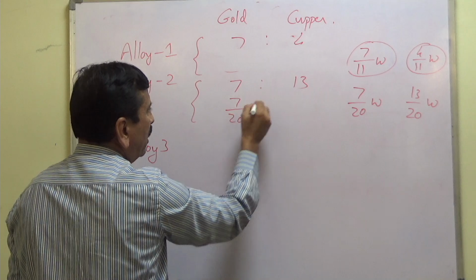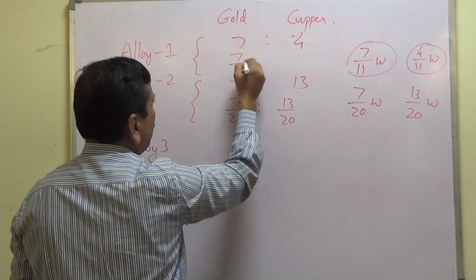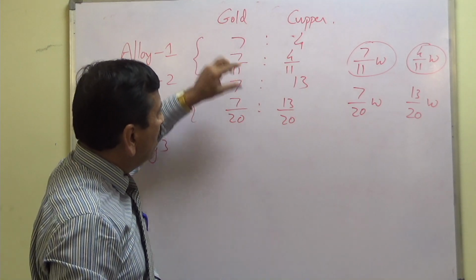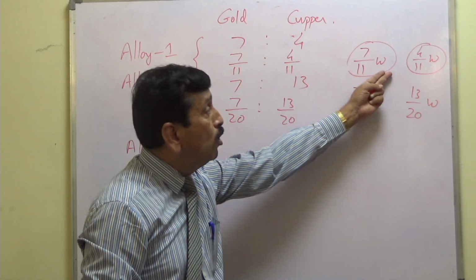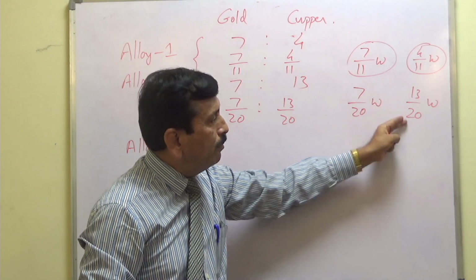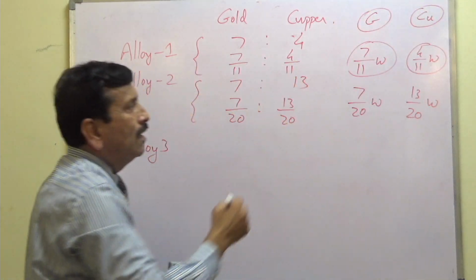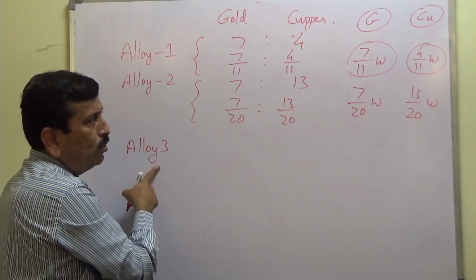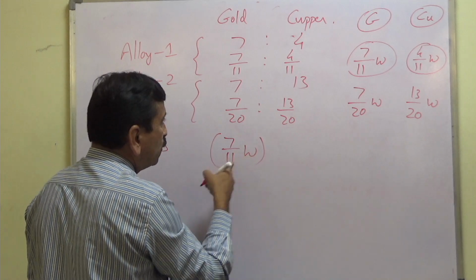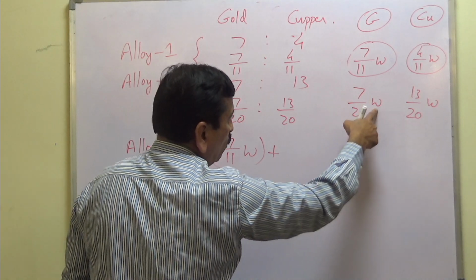So I will make it 7/20 is to 13/20. 7 plus 4 is 11, so I will make 7/11 is to 4/11. The idea is that then I can take a fraction: in 1, 7/11, in 1, 4/11, but in W, 7/11 of W, 4/11 of W, 7 by 20 of W, 13 by 20 of W. Now this will be gold and this will be copper. Naturally, when I talk about alloy 3, how much is the gold here? Gold is 7 by 11 W from alloy 1 plus 7 by 20 W from alloy 2.